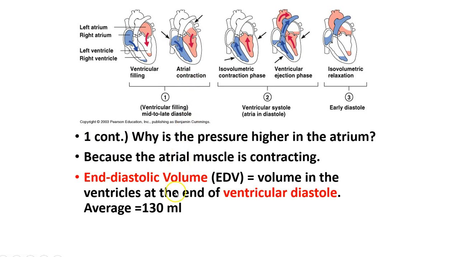So we have a volume here that you need to learn. It's end diastolic volume. It's the volume in the ventricles at the end of ventricular diastole. So when ventricular diastole ends, when the filling of those ventricles ends, the amount of blood in them is called end diastolic volume. Again, definitions here. Atrium is not part of this definition. It deals with the ventricles.